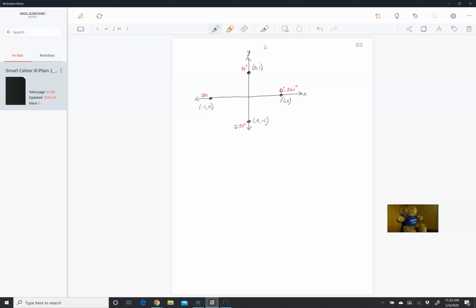It's helpful because, knowing that the sine is the y value and the cosine is the x value, we know that the sine of 0 is 0. The cosine of 0 is 1. The sine of 90 is 1. The cosine of 90 is 0. The sine of 180 is 0. The cosine of 180 is -1. Sine of 270 is -1. Cosine of 270 is 0. So we know the sines and the cosines of these angles.